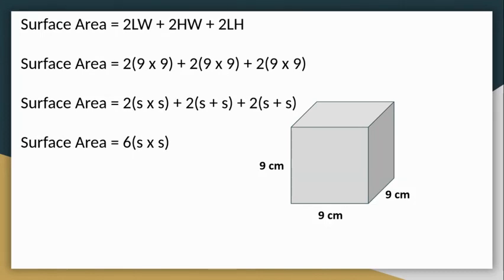We can further condense this formula by representing s times s as s to the second power, or s squared. If we use the formula 6 times s to the second power, we can find the surface area of a cube. Go ahead and write down this formula as well, noting that it only works for a cube. You're going to use both of these surface area formulas on today's problem set.